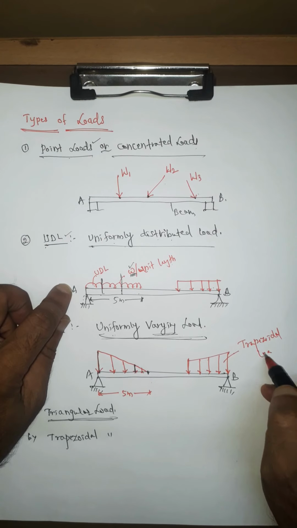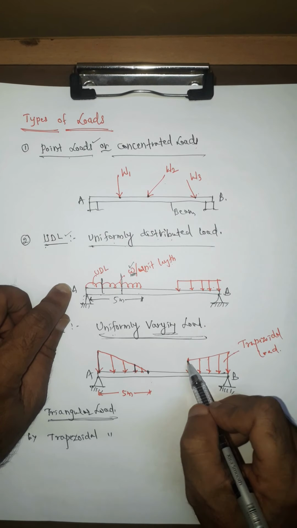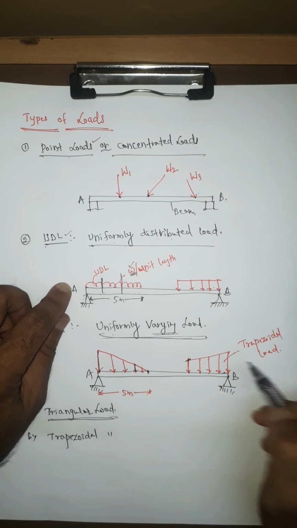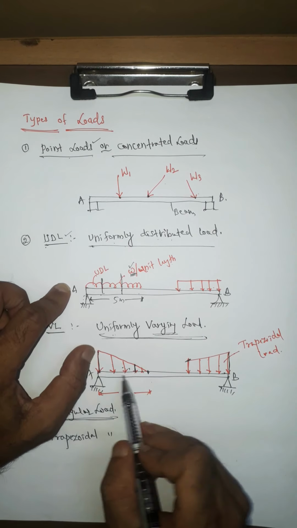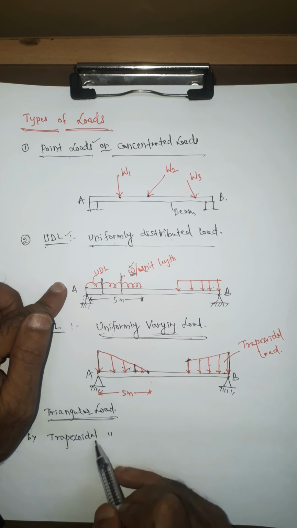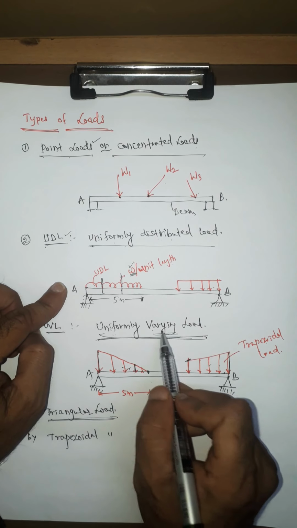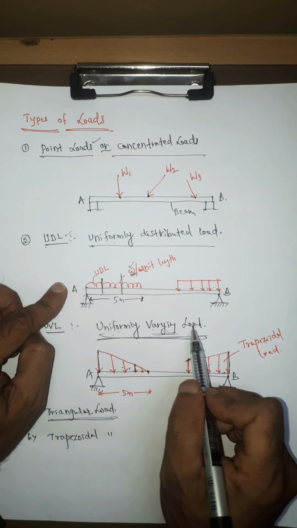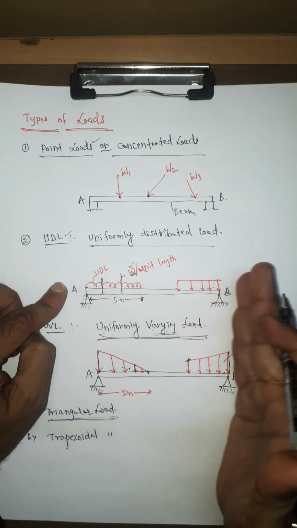Okay, this is called a trapezoidal load. At one point it is not 0, there is a value, and at the other point it is maximum. See the difference: this is a triangular load, this is a trapezoidal load, but both come under one category, that is UVL, uniformly varying load. From point to point, the intensity of the load is going to change.